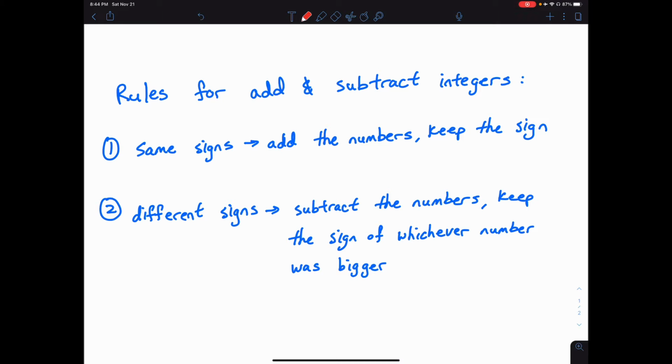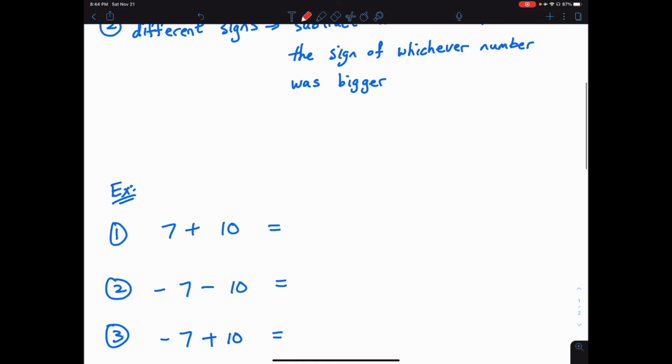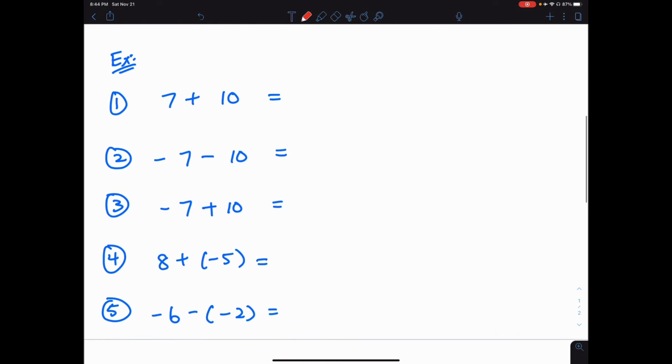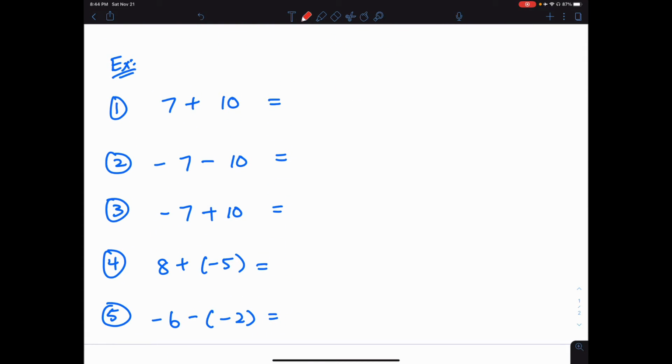So let's take a look at some examples to clarify what this means. So let's just show you all of them that we're going over today. So first of all, 7 plus 10. So this means positive 7 plus positive 10. Since the signs are the same, the rule said we add up the numbers and we keep the sign. So we get the answer of positive 17.